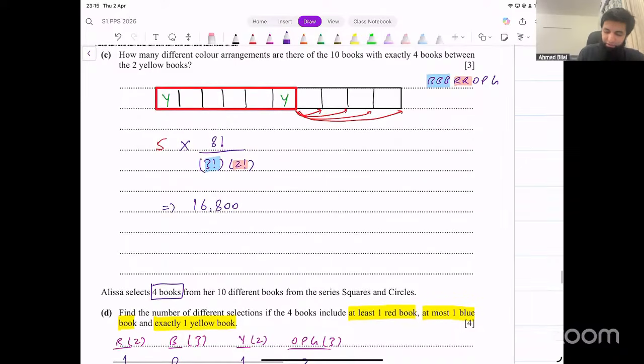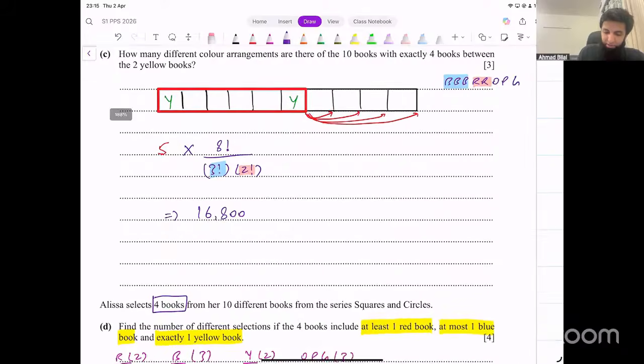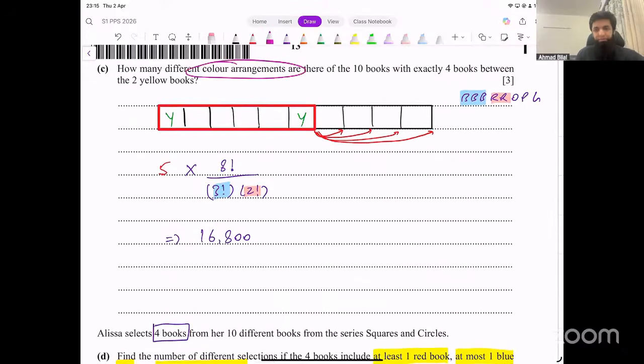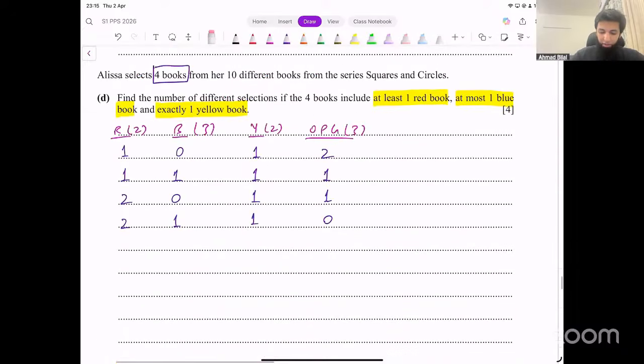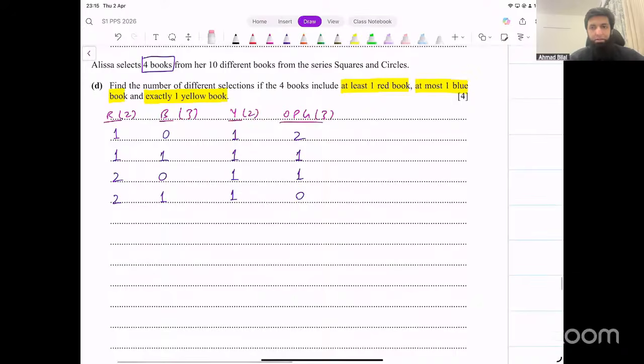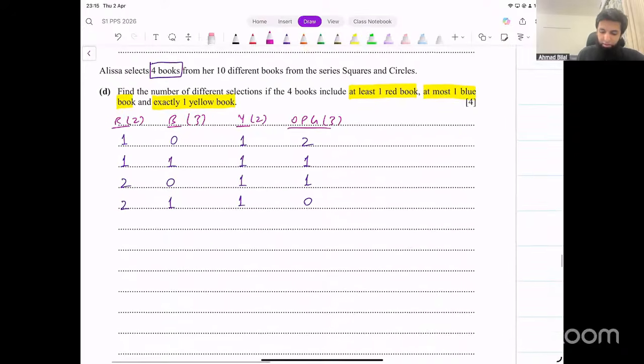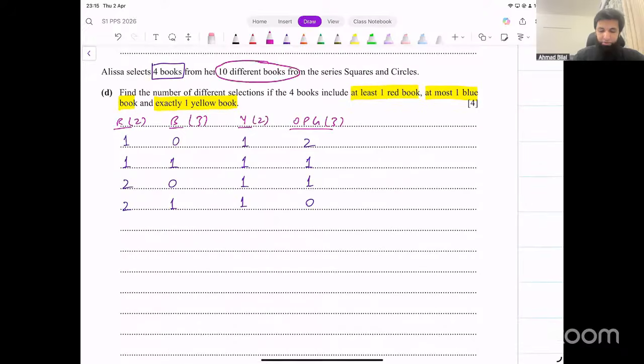So they've done something weird here. In the previous part, they were talking about color arrangements. They're not talking about colors anymore. They're talking about 10 different books. They've not mentioned colors even once here. And they've clearly mentioned we're talking about 10 different books. She's selecting 4 books from 10 different books.